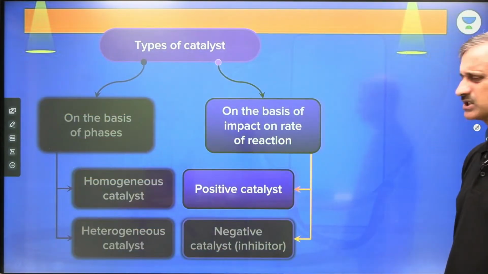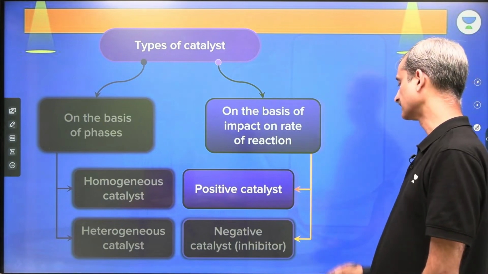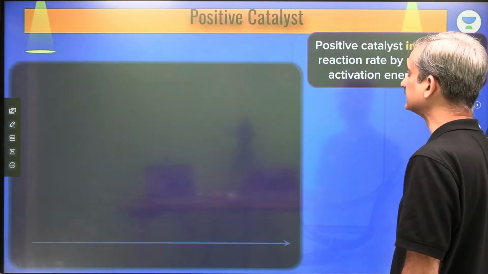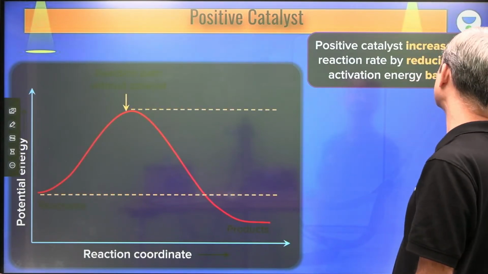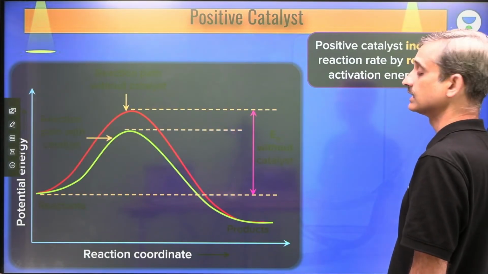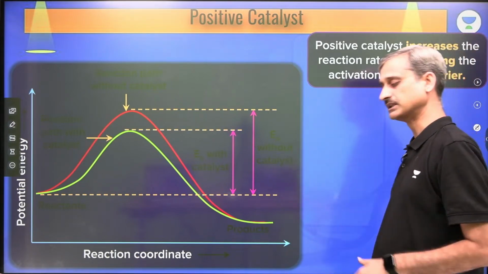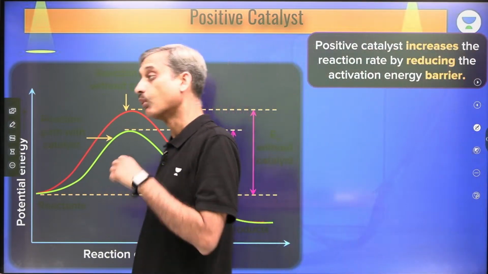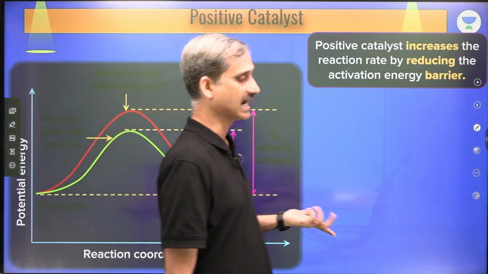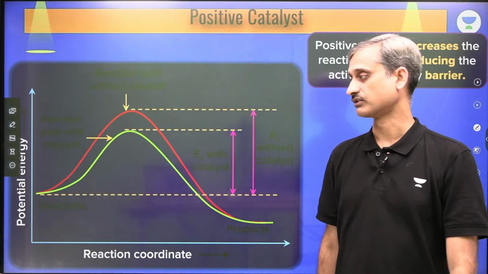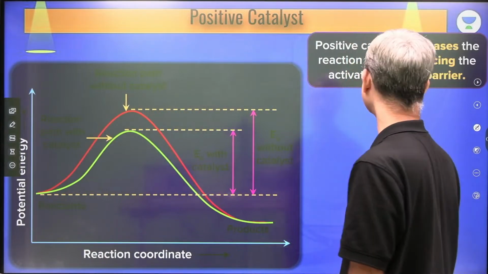Clear? The positive catalysts are the normal catalysts that we have, and the negative catalysts are what we call the inhibitors. The positive catalysts increase the reaction rate, they decrease the activation energy. In fact, they form a reactive intermediate, while the inhibitor actually forms a more stable intermediate, which is difficult to react, and it's going to slow down the speed of the reaction. So we are going to even talk about the inhibitor mechanism.